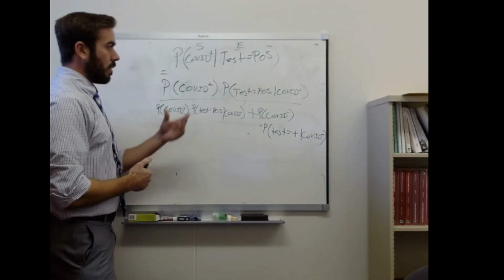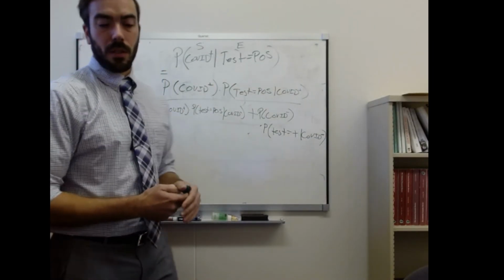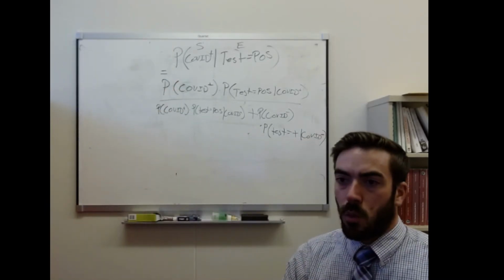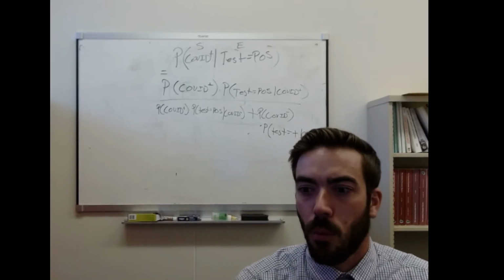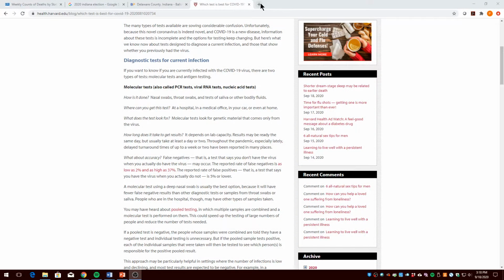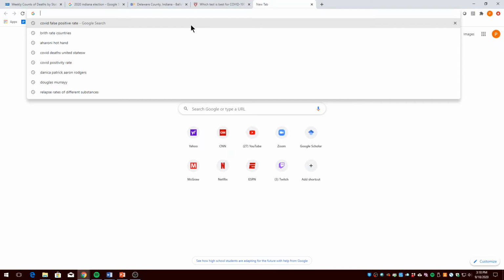Okay? So now we just have to work on finding these probabilities. So the very first thing is, what's just the general percent of the population that has COVID at any one point in time? So let's look.